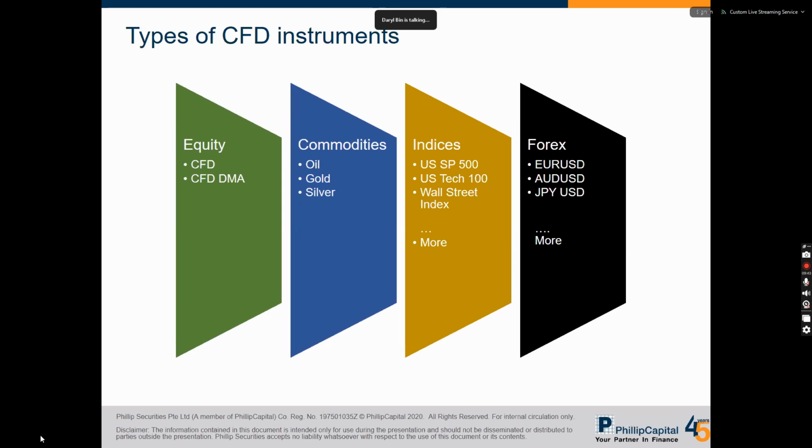So like what I said, we have different types of CFD instruments. For CFD instruments, we have equities where we offer CFD and DMA. We have commodities, which are mainly in oil, gold, silver. And for indices, we have the big indices like S&P 500, US Tech, Wall Street Index, and many more. There are also even mini contracts, which I'll share a bit more later on. And we have Forex.